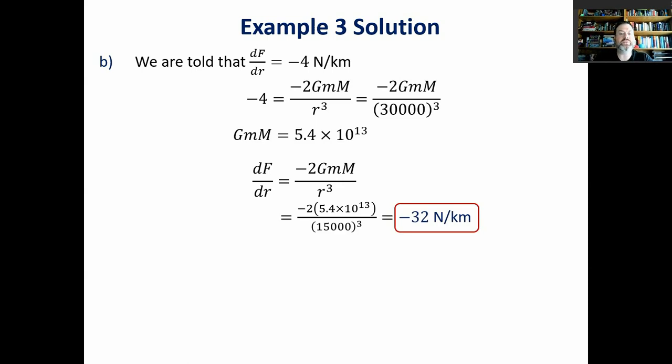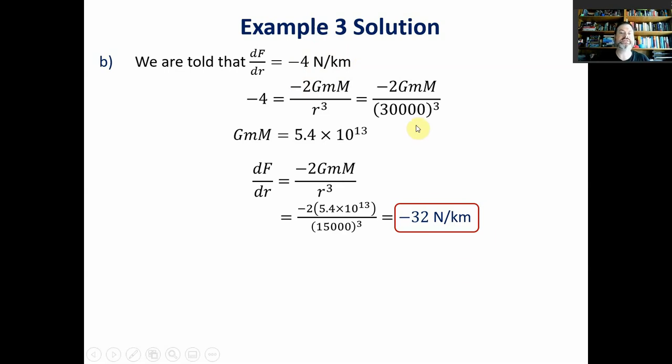Plug in everything we know. So for the second part of the problem, we know GMM, right? It's 5.4 times 10 to the 13th. And we know the new distance is 15,000 kilometers. So this is pretty interesting, right? When an object is 30,000 kilometers above the Earth, and it's moving away, let's say it moves away 1 kilometer. On average, it loses 4 newtons of force as the Earth pulls on it.